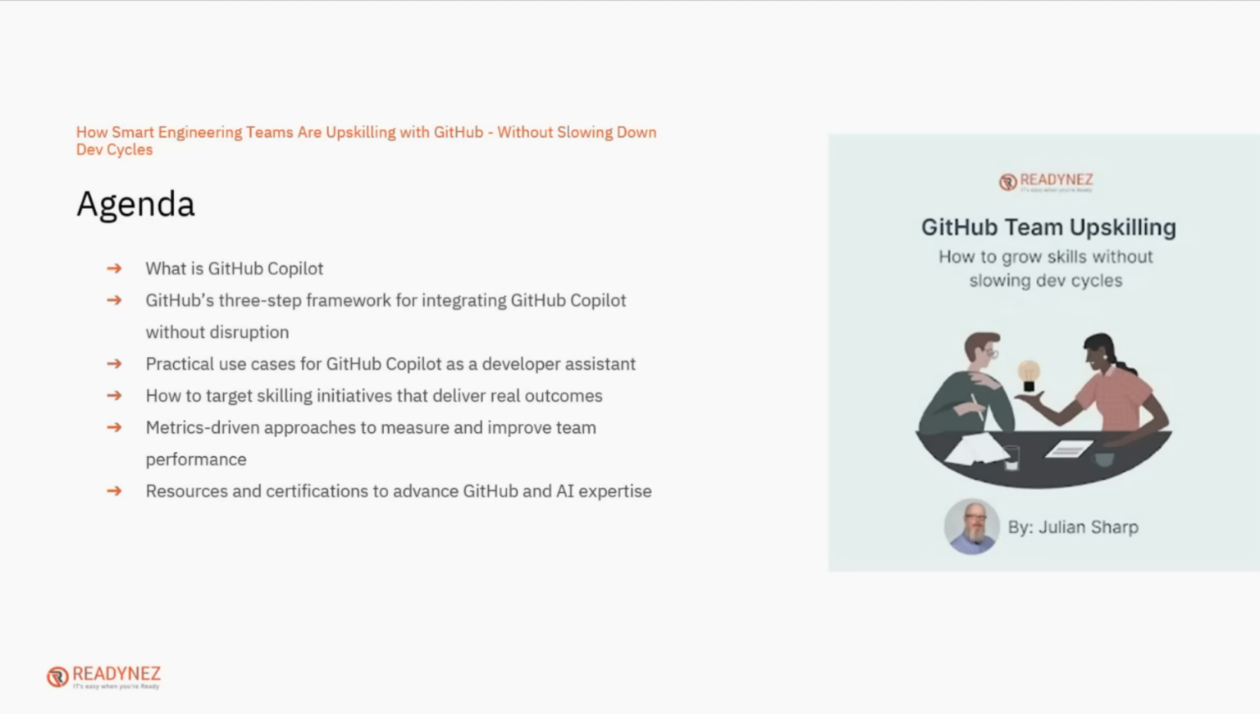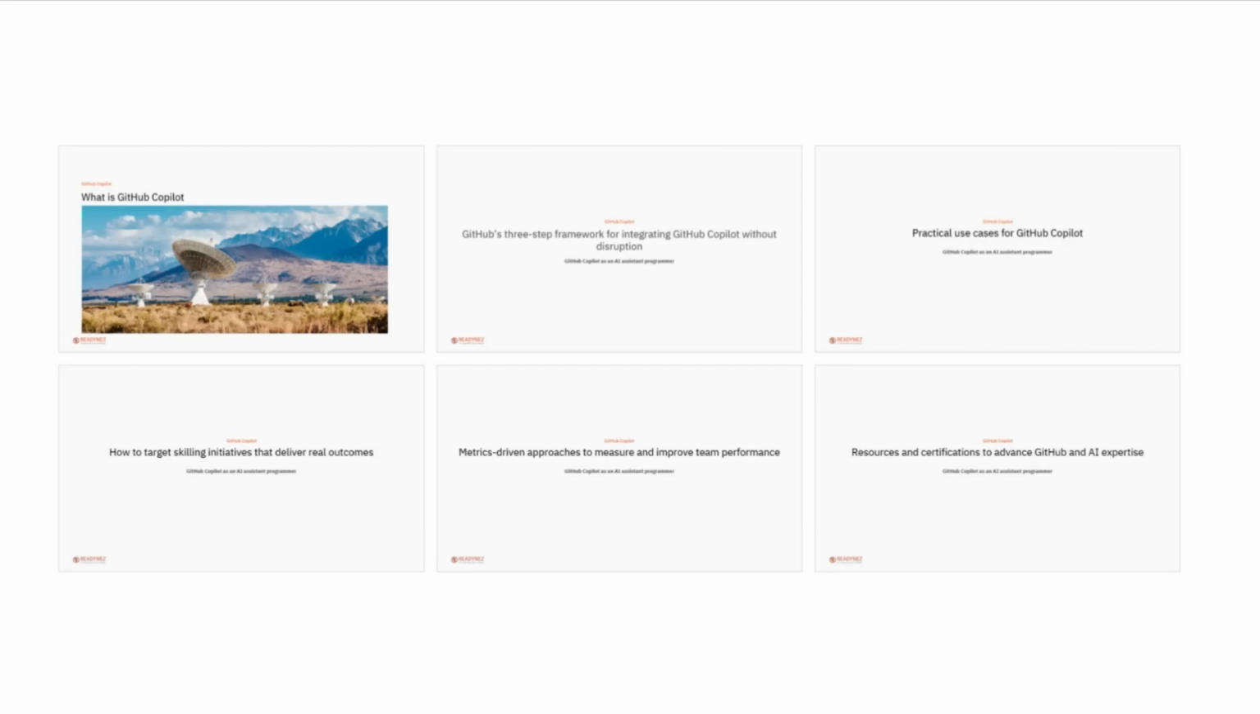So we'll talk about what Copilot is. We'll talk about GitHub's engineering playbook, and then we'll talk about my take on that for GitHub Copilot. We'll look at use cases for Copilot, so if you're not using GitHub Copilot, we'll explore how you can use it. Then we'll talk about skilling for it and what resources are available to you. Then we'll get into metrics, some things I think are really important to understanding adoption. And then we'll look at the certifications that are available. It's got some quite cool certifications. So here we are, looking at how we can boost our skills without slowing dev cycles. First of all, what is GitHub Copilot?